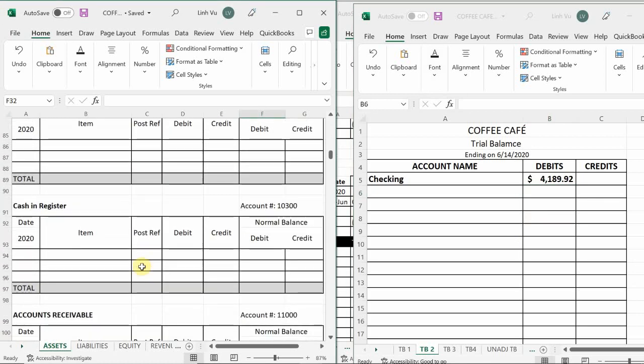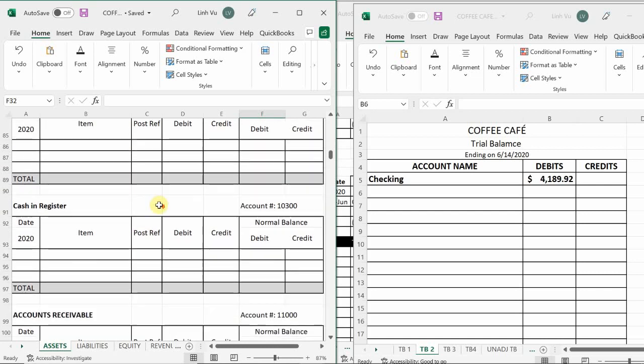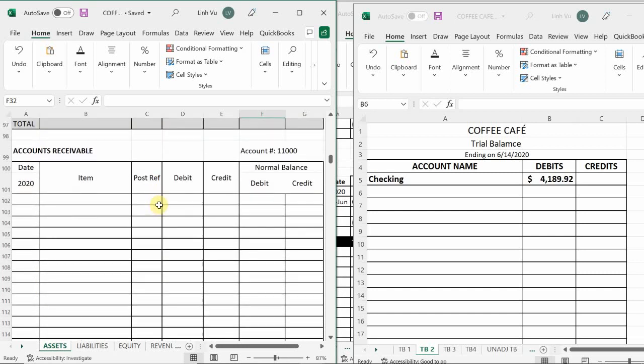Next one. Do we have a petty cash? We haven't established it yet, so no. Did we put money in the cash register? Not yet. Do we have accounts receivable? Once again, we haven't even opened up our store yet, so no, we don't have any customers who owe us on an account. Right?